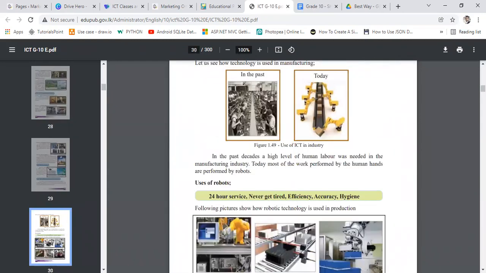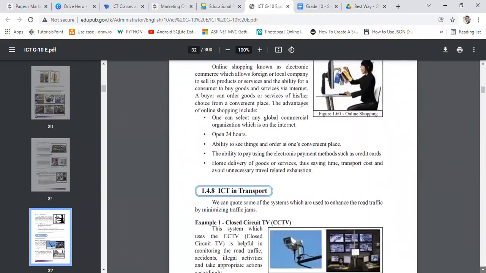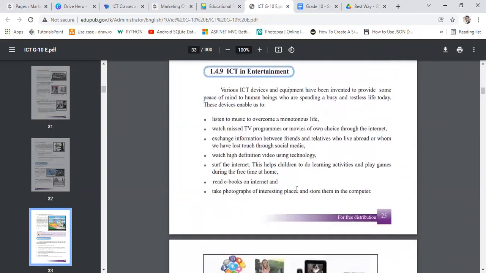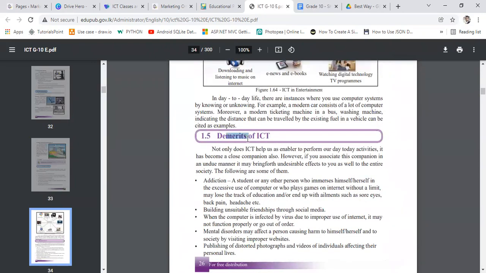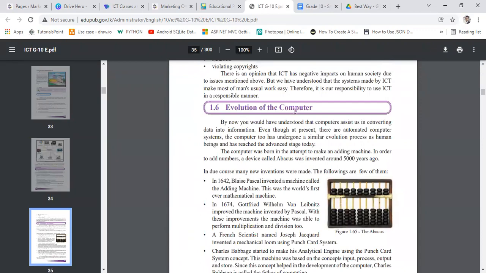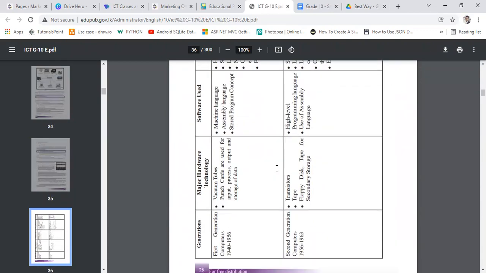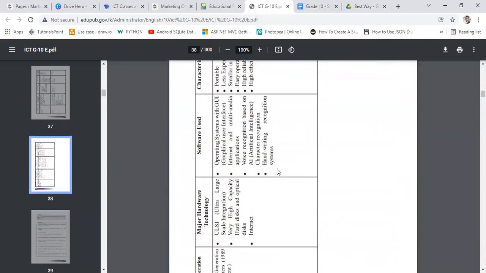In the next class, we will study some demerits, and then the evolution of computer. I will go through this in the next revision class session.